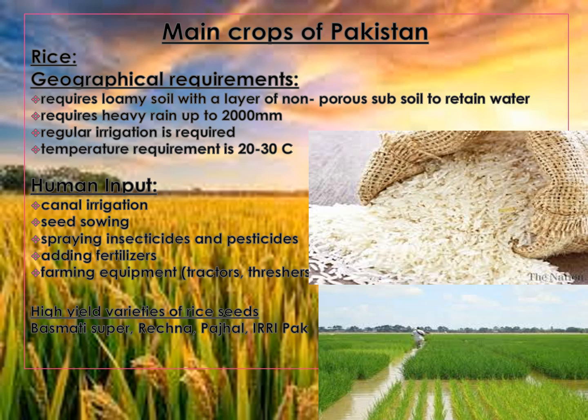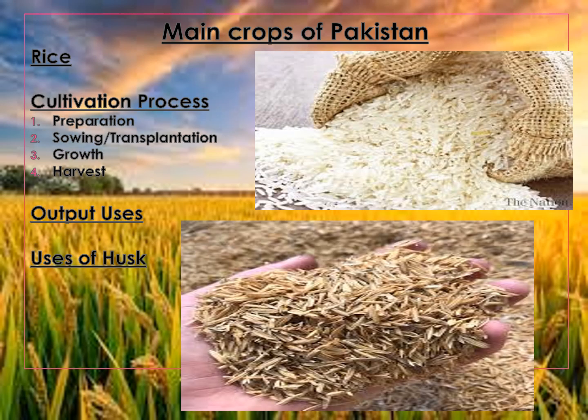If we talk about the human input, canal irrigation for seed sowing is very important. Spraying insecticides and pesticides is very important. Adding fertilizers is very important for a better yield of the rice. If we talk about the high yield varieties of rice, Basmati Super, Rachna, Pajal, and Iripak are the main rice varieties.